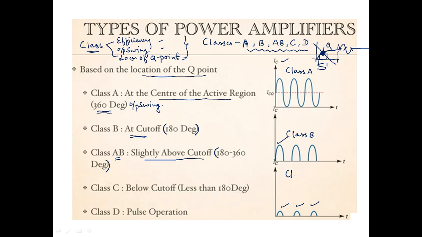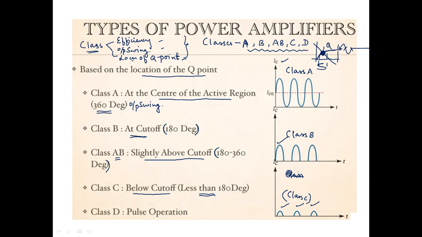I'm sorry, it's not for class AB. This is for class C. Then for class C, the location of the Q point is much below the cutoff region. And what about the output swing? The output swing is also much lesser than 180 degrees. So this is for class C.